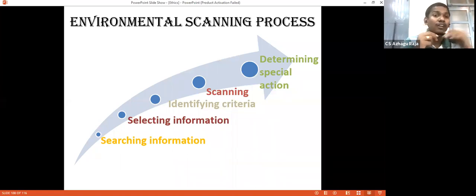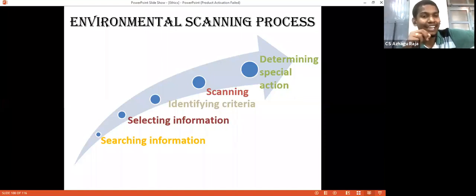Now we are going to see how environmental scanning can take place. What is the process? That is what we are going to see. What is the environmental scanning process? How are we going to scan the environment, how to process the environment? Environmental scanning includes both the internal environment as well as the external environment. So here, what is the first step in the environmental scanning process? Searching for information. You should search for the information.